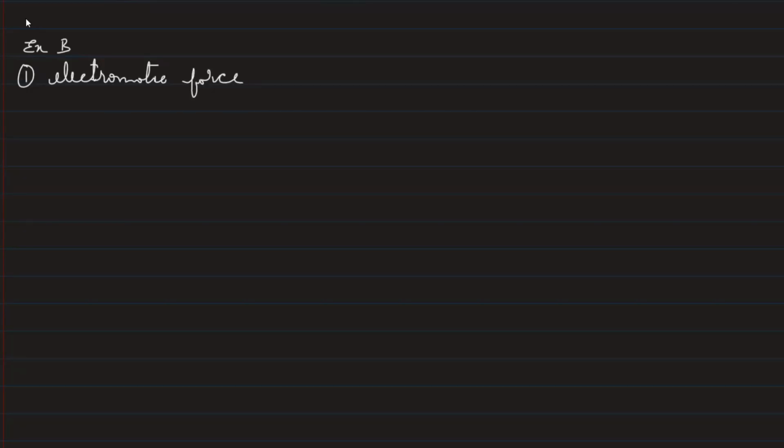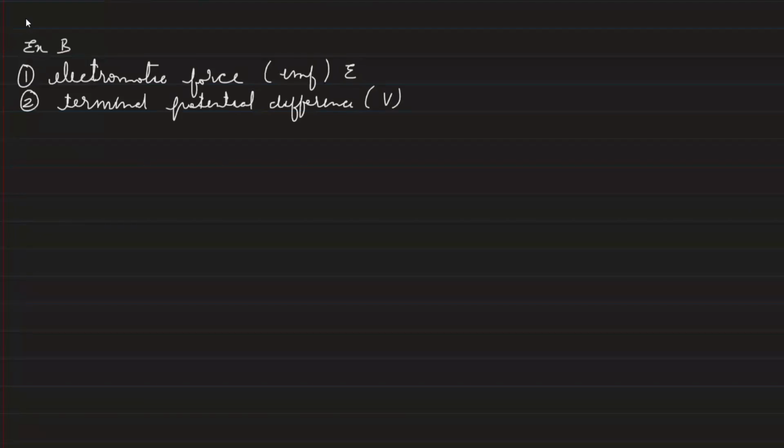Electromotive force, which is called EMF, denoted by E. And the second thing we are going to see is terminal potential difference, given by V. Now, to understand electromotive force, we are first going to see its definition.